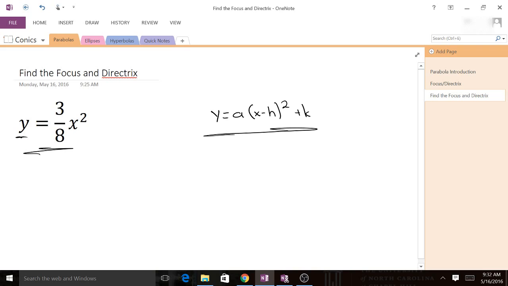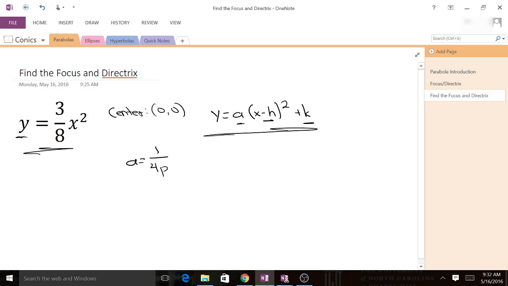When I look at that, I can see this equation is in this form. It just doesn't have a k value or an h value, so that tells me the center, which we will need eventually to figure out the focus, is 0, 0. We can see because there's no h value and no k value. So now, how do we find the p value? The p, as you know, is the distance from the center to the focus and to the directrix. We know that a equals 1 over 4p.